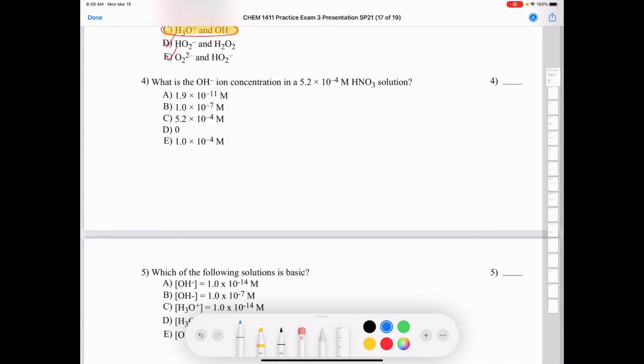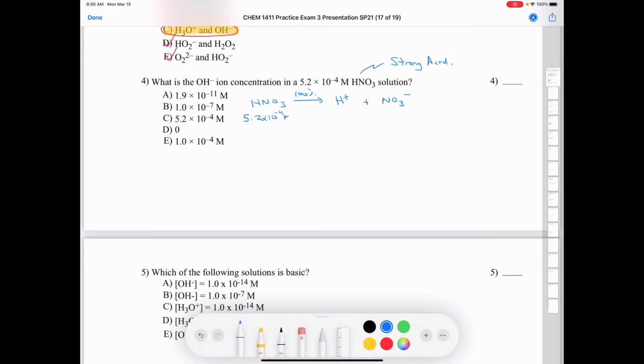Question number 4, what is the hydroxide ion concentration in a 5.2 times 10 to the minus 4 molar nitric acid solution? You need to know that nitric acid is a strong acid. It is on our list of strong acids, and therefore it is going to dissociate 100% to give us H+ ions and nitrate ions.